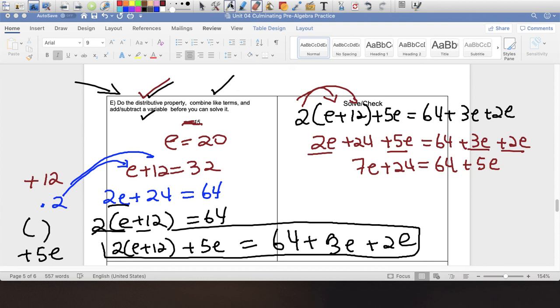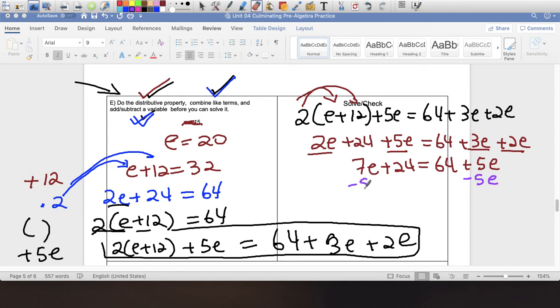Check. That's also a check. I did combine like terms. So I have an equation where I can do this distributive property. I combine like terms. Is this equation an equation where I have to take care of one of the variables? Well, yes, it is, because I have a variable on the left side and a variable on the right side. So one of them has to go. So let's get rid of the smaller one. So let's get rid of the 5E.